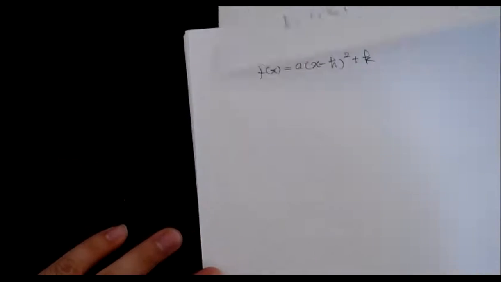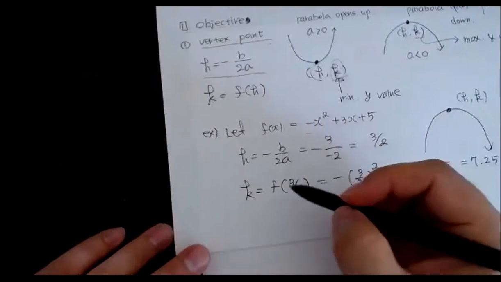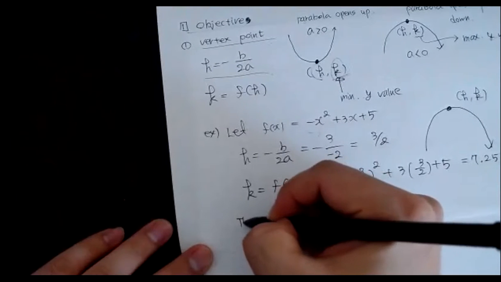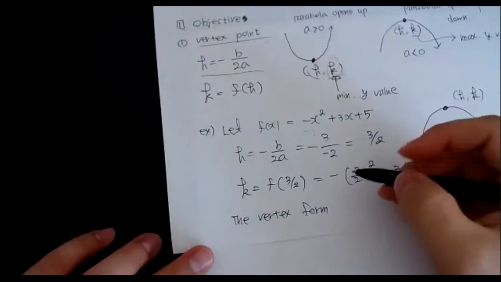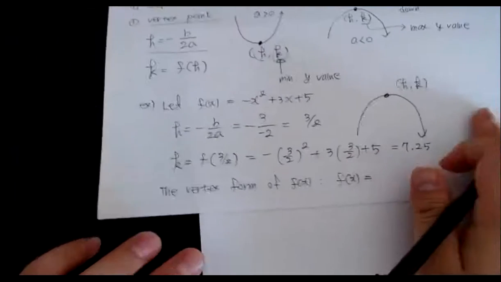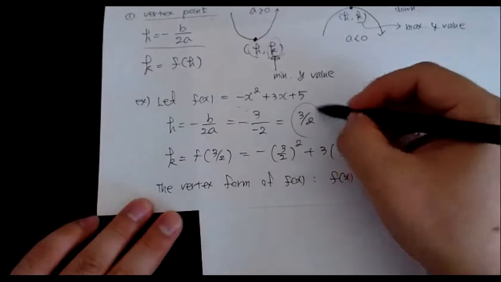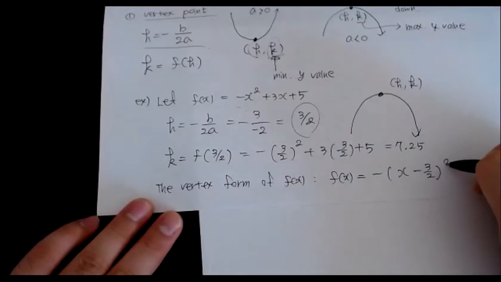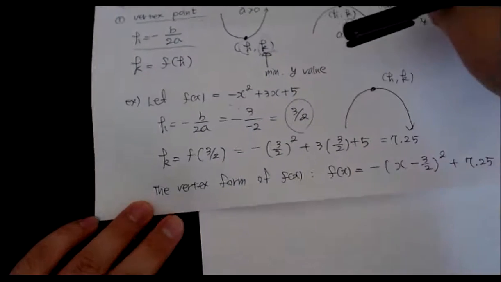Okay, back to this example. Once we've got the vertex point, f of x is going to be what? f of x is equal to, a is negative 1, and x minus h is x minus 3 over 2, squared, and then plus 7.25.